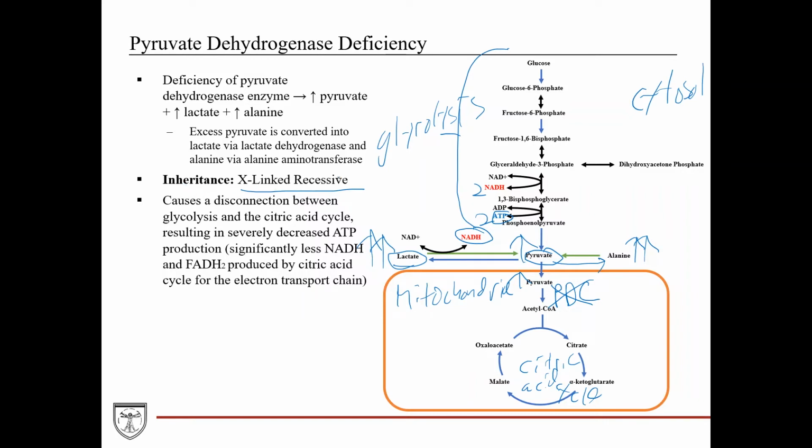And really, like we've shown here, you have glycolysis and the citric acid cycle, which, especially in aerobic respiration, are connected in tandem, because pyruvate enters the mitochondria where it's converted to acetyl-CoA and then able to enter the citric acid cycle. And in this disease, there's a disconnect between glycolysis and the citric acid cycle. This results in severely decreased ATP production because you're not getting that NADH and FADH2 produced from the citric acid cycle that can then be used in the electron transport chain to generate a significantly higher amount of ATP.